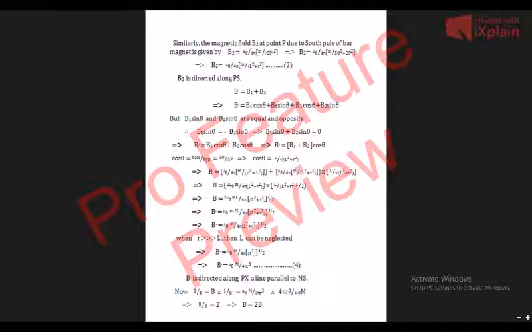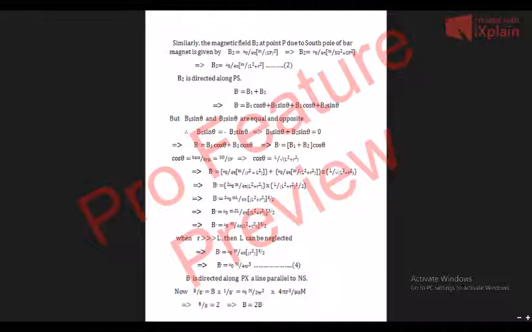So B dash will be equal to B1 cos theta plus B1 sin theta plus B2 cos theta plus B2 sin theta. But B1 sin theta and B2 sin theta are equal and opposite. So B1 sin theta is equal to minus B2 sin theta. This implies B1 sin theta plus B2 sin theta is equal to 0. This implies B dash is equal to B1 cos theta plus B2 cos theta. This implies B dash is equal to (B1 plus B2) cos theta.